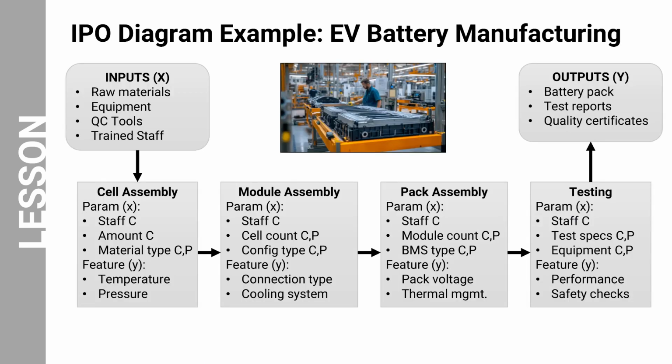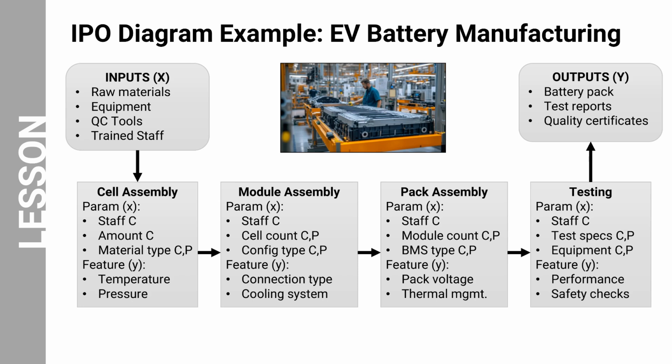Here is a simple example of an IPO diagram that illustrates the EV battery manufacturing process. The inputs are essential materials and resources, including raw materials, specialized equipment, quality control tools, and trained staff. The process typically flows through 4 stages: cell assembly, module assembly, pack assembly, and testing and quality control. Each stage has specific parameters. For example, cell assembly requires precise temperature control, pressure monitoring, and adherence to material specifications, while module assembly focuses on cell configuration, electrical connections, and cooling system integration.